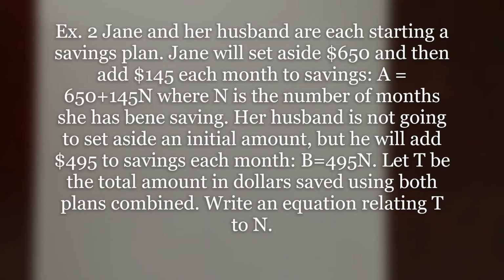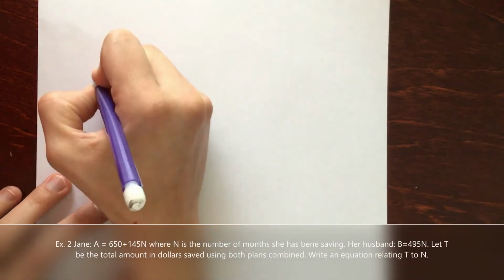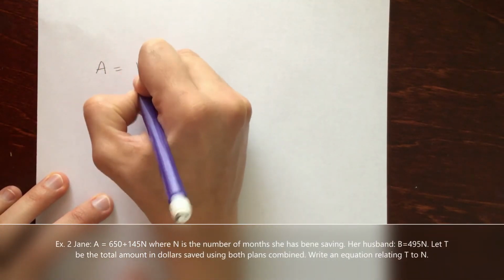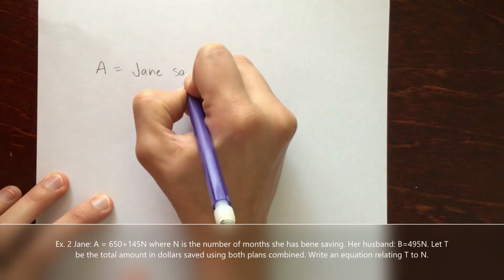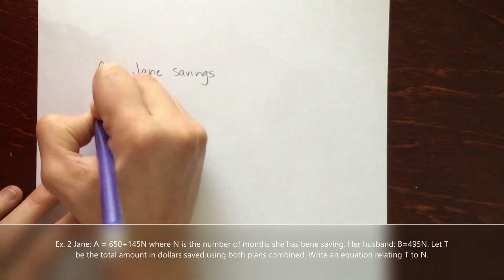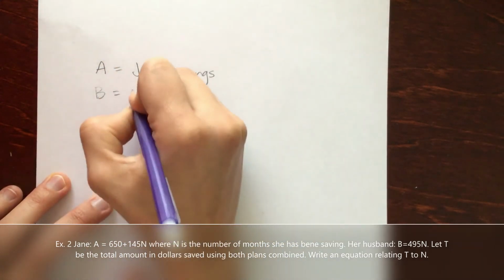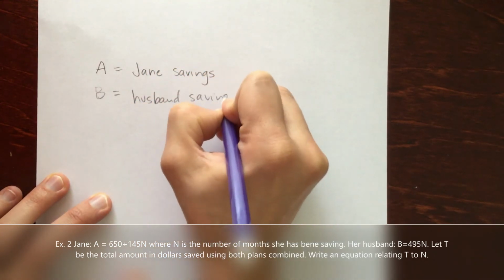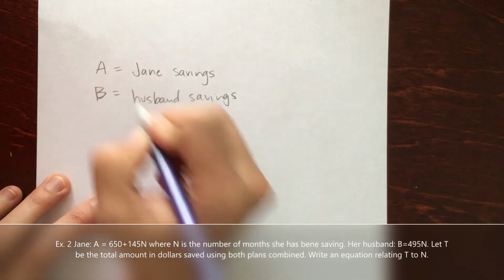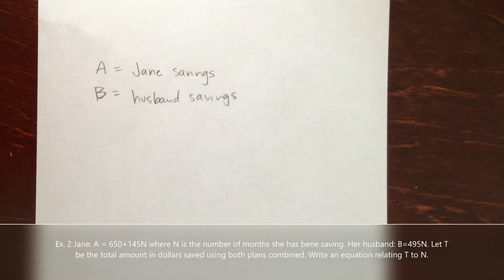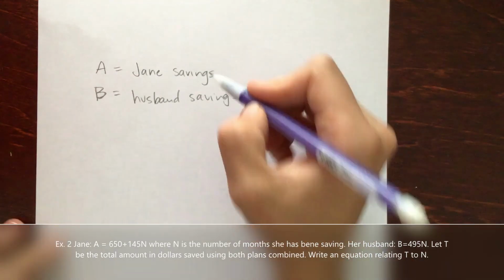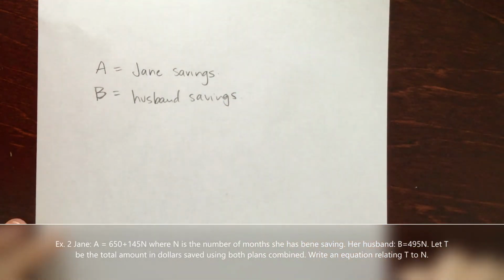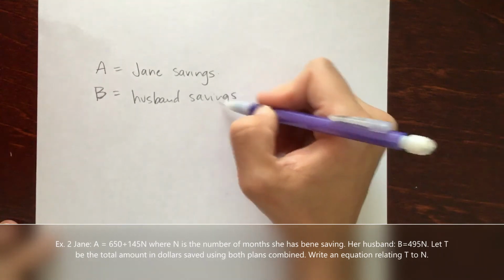All right, there's a lot of junk in this word problem too. What do we need to pick out? We need to figure out that A is the equation that tells you how much Jane saves each month. B is the equation that tells you how much her husband saves each month. And in the final two sentences, T is the total amount saved, and we're trying to relate T to n. Both A and B have an n in them, so we're going to find a way to combine these two equations together.